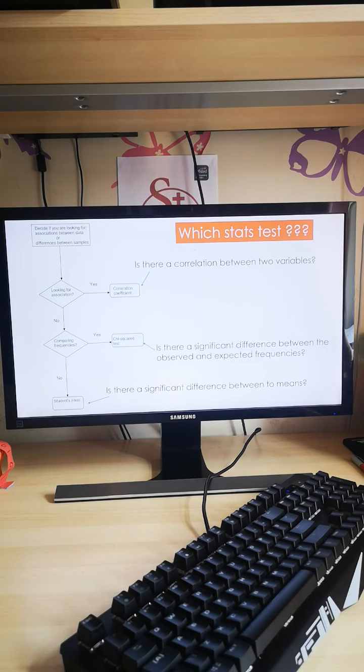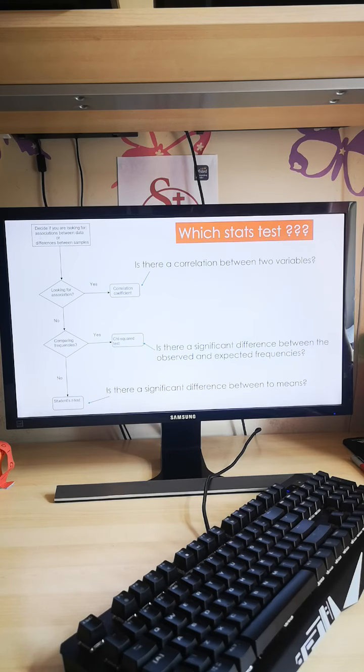All right, so which stats test? As I said, you have got 3 that you need to know about, and this flowchart is what the exam boards say you should use when you're thinking about stats. When you are planning your experiment, thinking about what stats test you're going to use at the end, you'll decide if you're looking for an association between data or differences between samples.